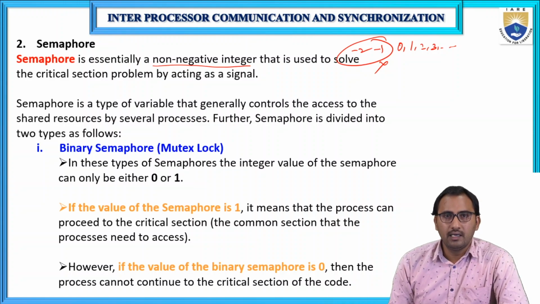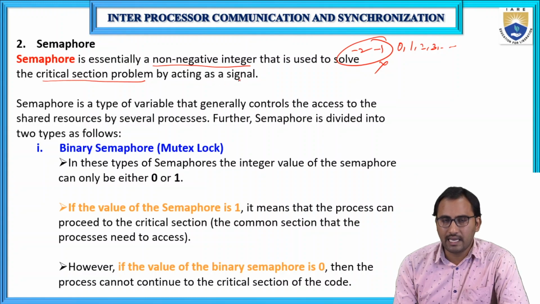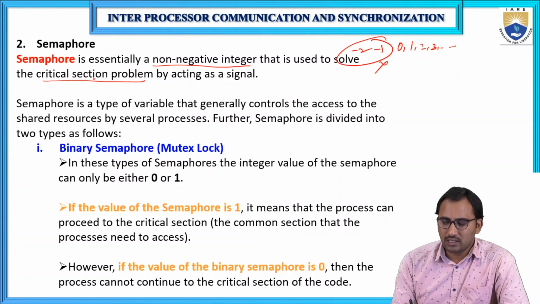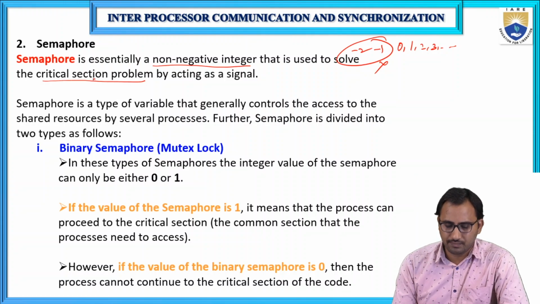Mainly this semaphore is used to solve critical section problems by acting as a signal. So the main use of this semaphore is to solve the critical section problem. Just before, we have seen the critical section problem. Suppose two or more processes are trying to enter into the critical section, then it will be a problem. By using this semaphore, we can overcome such types of problems.